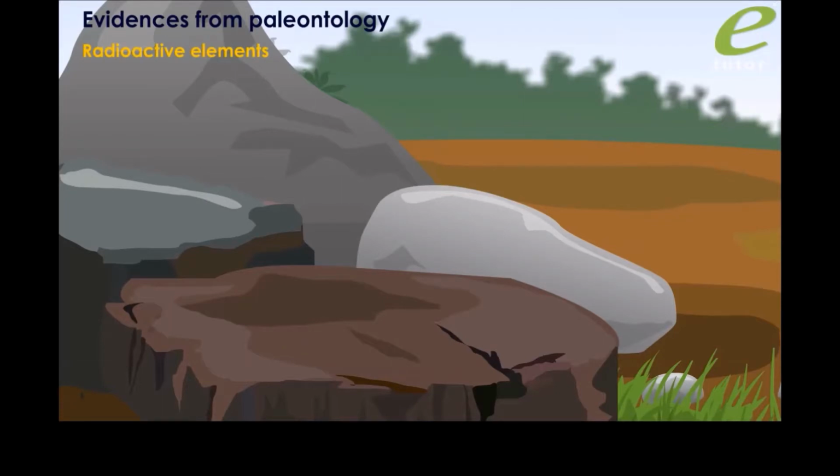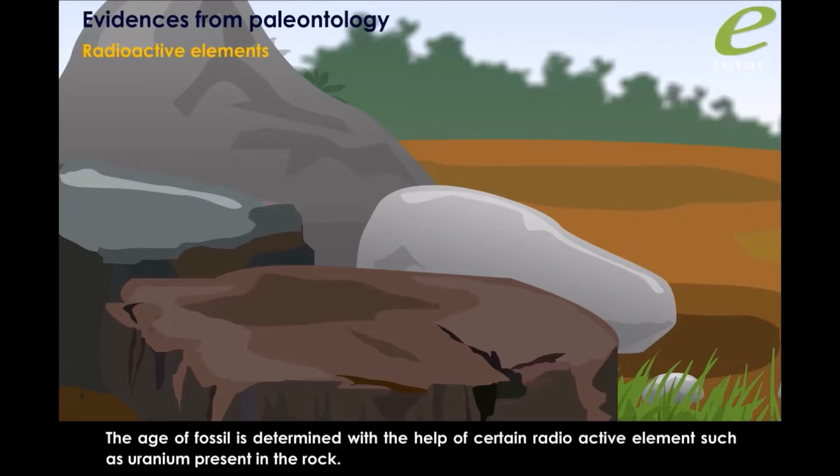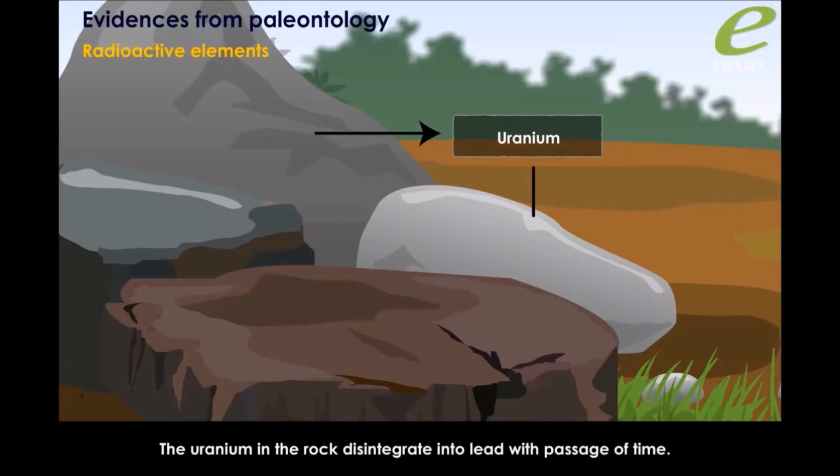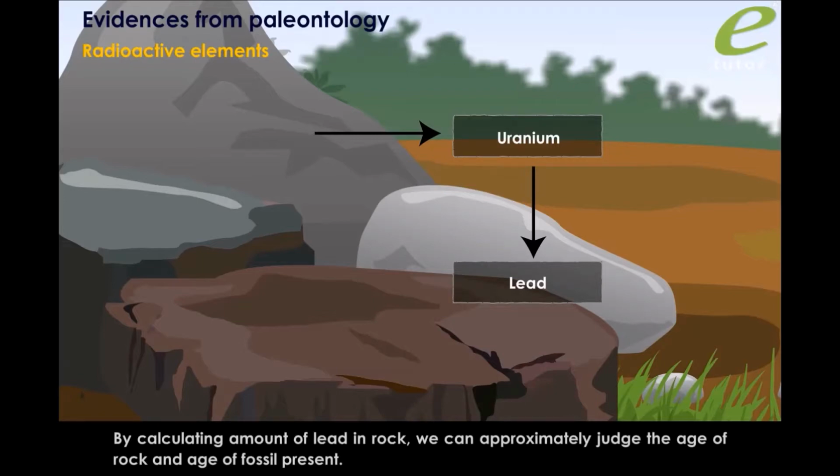Radioactive elements. The age of fossil is determined with the help of certain radioactive elements such as uranium present in the rock. The uranium in the rock disintegrates into lead with passage of time. By calculating the amount of lead in rock, we can approximately judge the age of rock and age of fossil present.